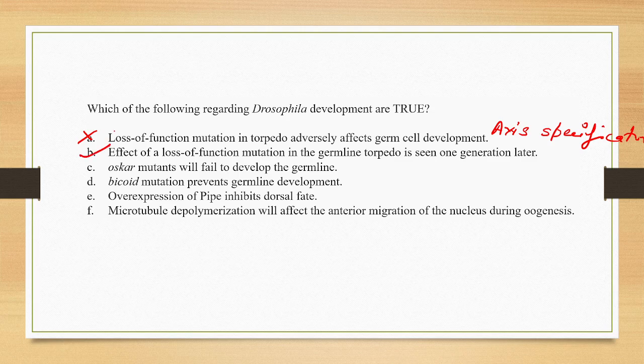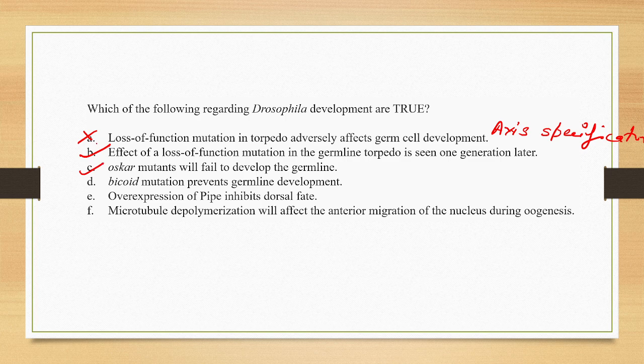Remember this: torpedo signaling affects the next generation because its role in oogenesis impacts the development of oocytes, which are passed on to the next generation. Fine. Then, Oscar mutants will fail to develop the germline. It is true. Why? Because Oscar is very important for the localization of germplasm and germline development. So without Oscar, germline development is hampered. So this is the correct option.